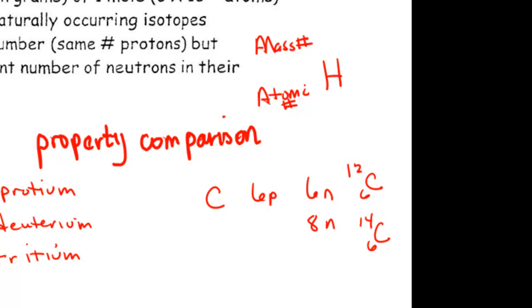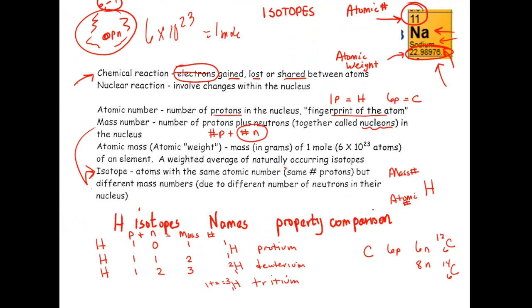Now let me say one thing about the other number that is found on the periodic table. This is the atomic weight, and it is typically a weighted average of isotopes and it's the mass in grams of a whole mole of those atoms.